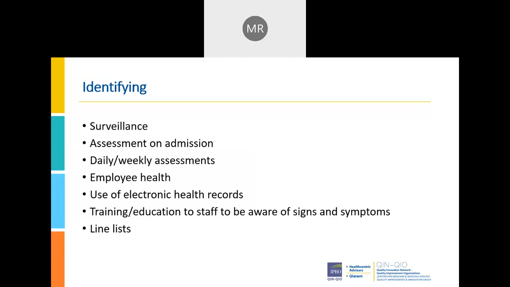Assessments on admission. So that's important when you're doing your assessment on admission. Do they have a history of a resistant organism? Are they a sepsis survivor? If they're a sepsis survivor, they could be at risk for becoming septic again. Did they recently have an infection?